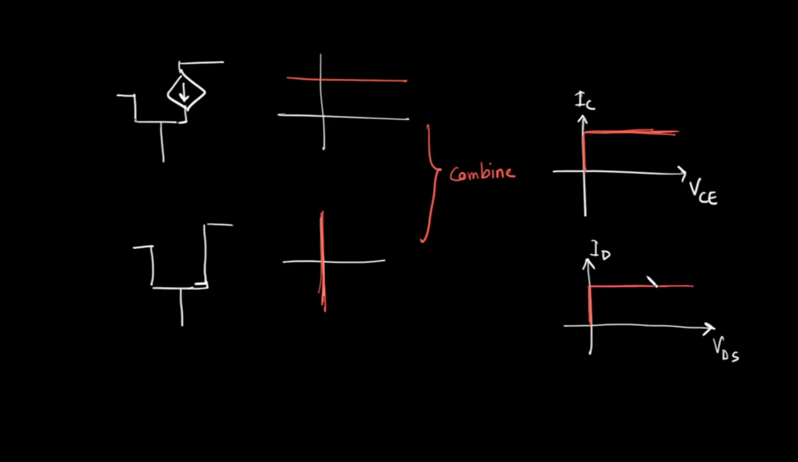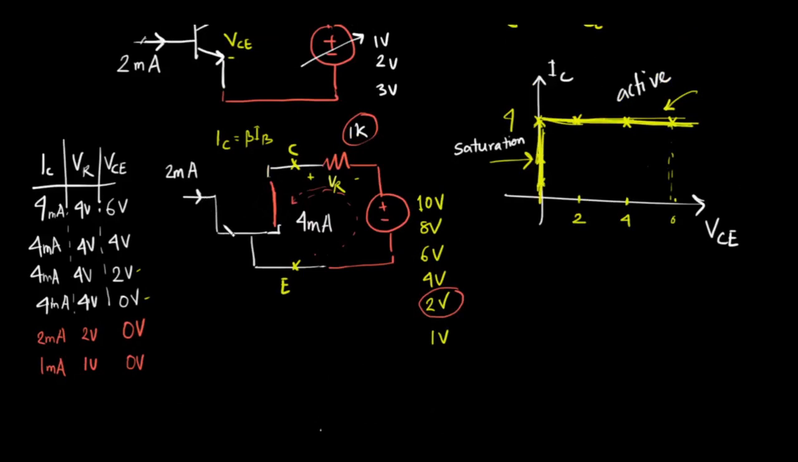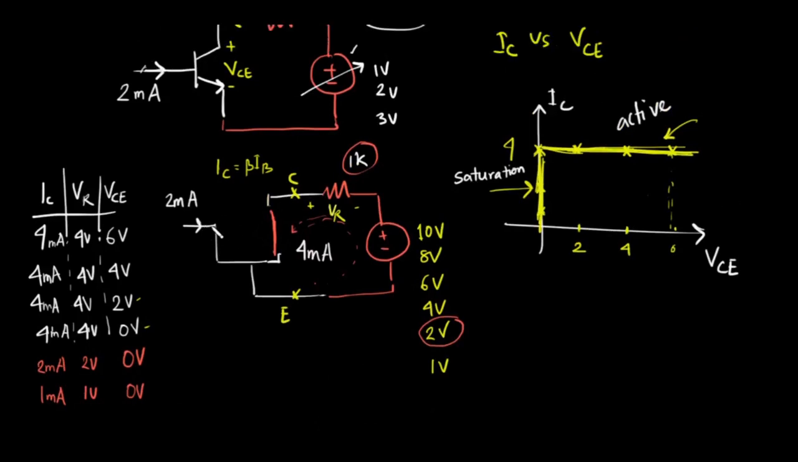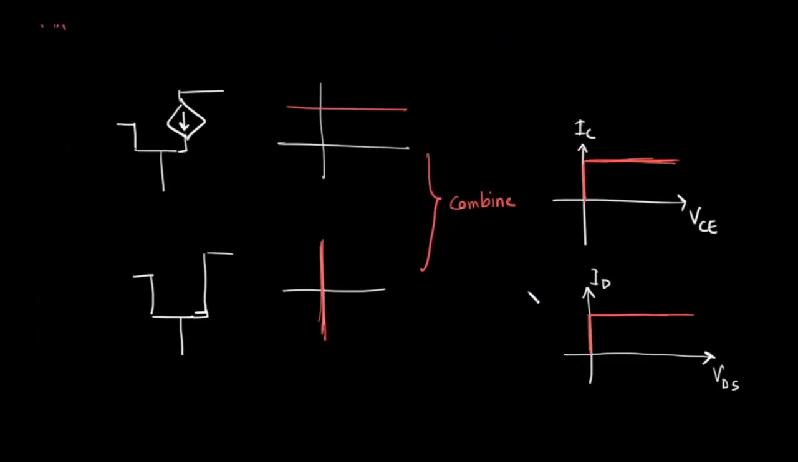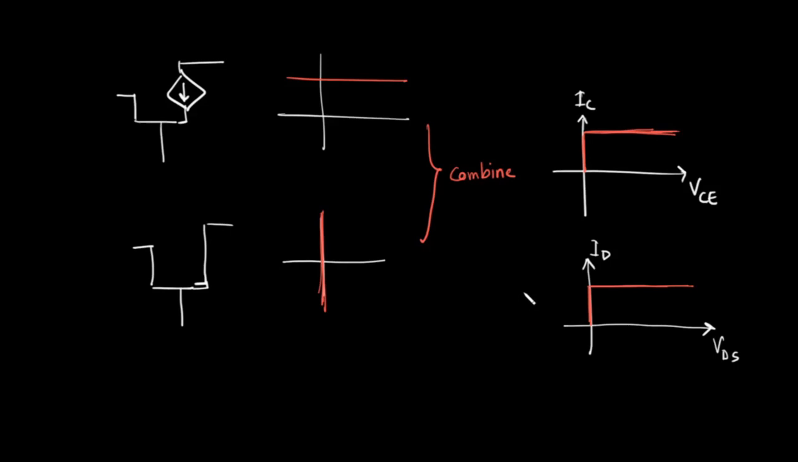Because the only difference between a BJT and a MOSFET is in the input terminal, right? A BJT is controlled by the input current and a MOSFET is controlled by the input voltage. But in this graph, we are drawing the output current and the output voltage. The relationship between them is exactly the same for a BJT and the MOSFET, right? So even for MOSFETs, this is the output characteristic graph.